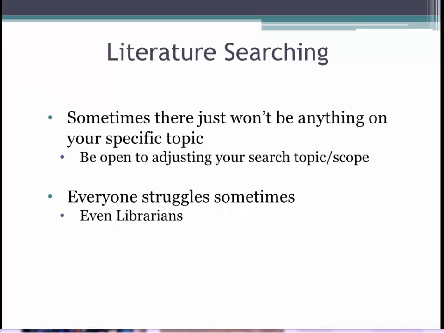Also know that sometimes there just won't be anything on your specific topic. If you have a really specific population or geographic area that you're concerned with, sometimes you just won't find a lot of literature on that exact population or topic in general. So be open to adjusting your search topic or your scope if necessary. Hopefully that won't happen with this class, with the assignments that you have, but know that it might be a possibility down the road as well.